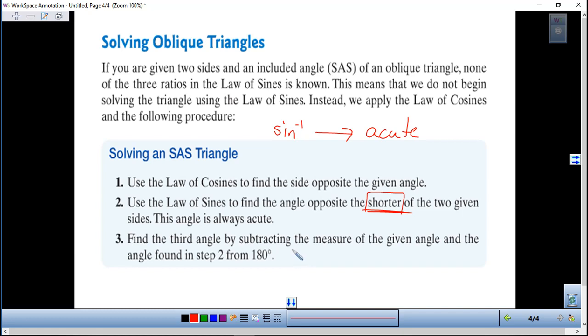So in some ways, the side angle side problems are a little easier. You've got the law of cosines, a new thing to learn, but it's not that big a deal. So let's do one.